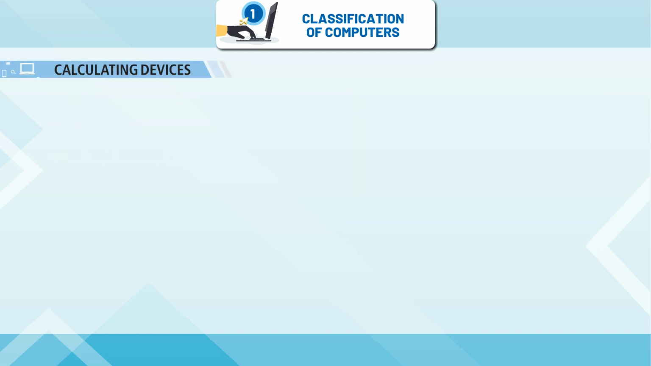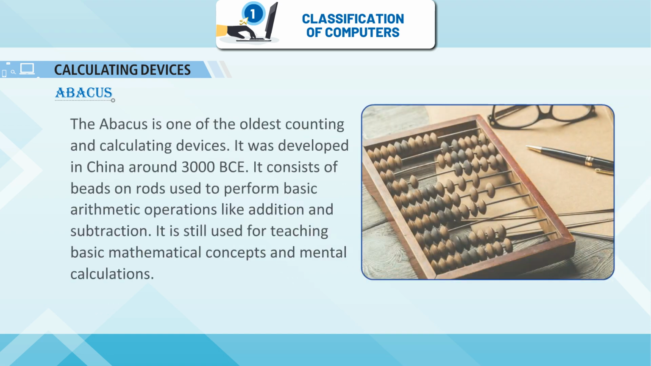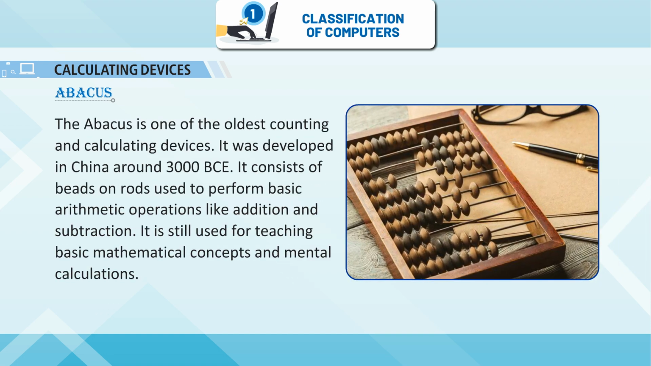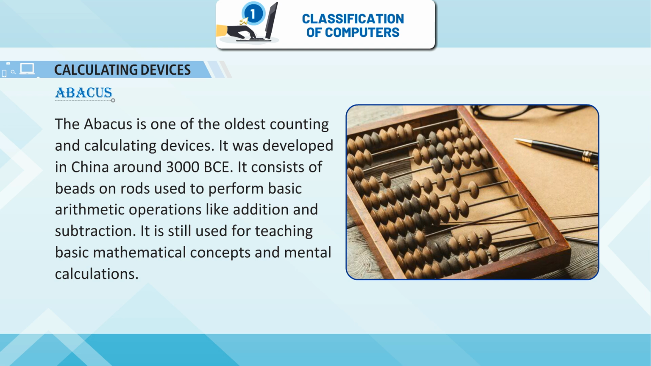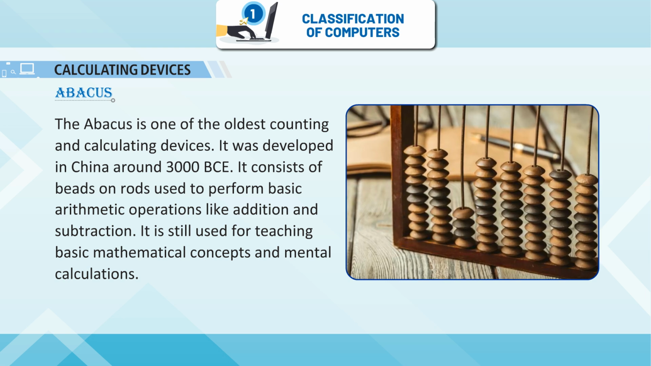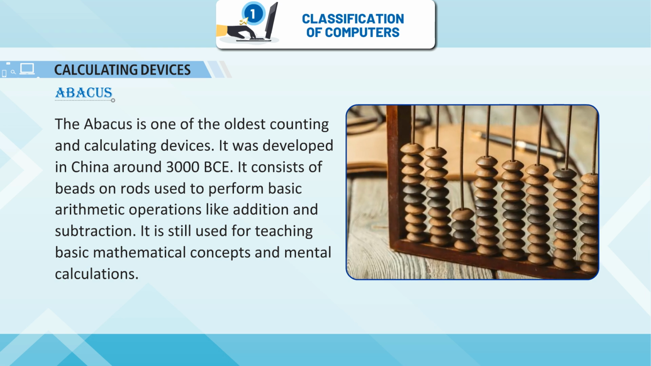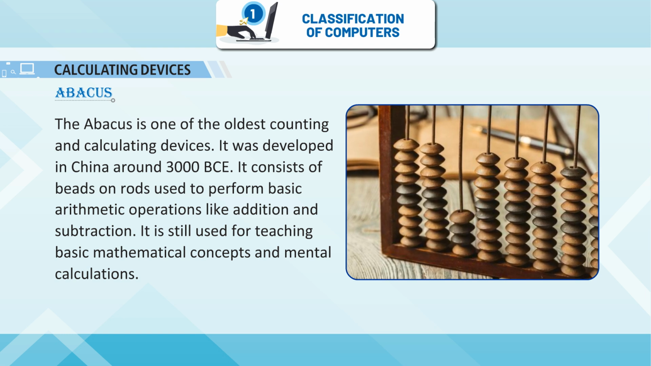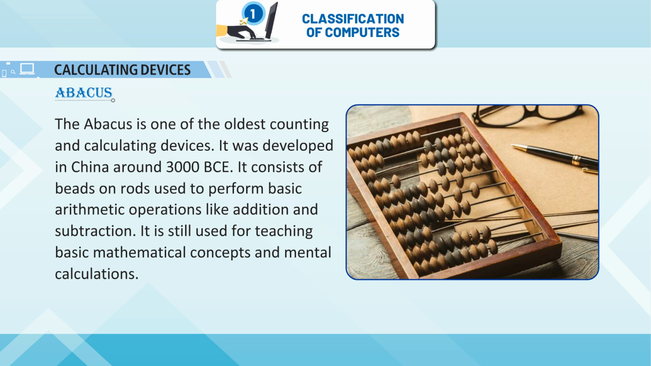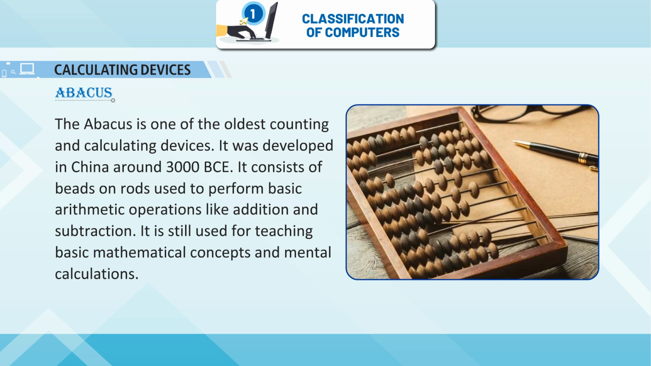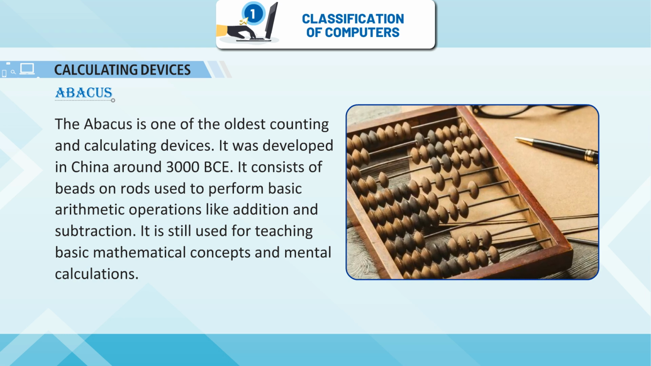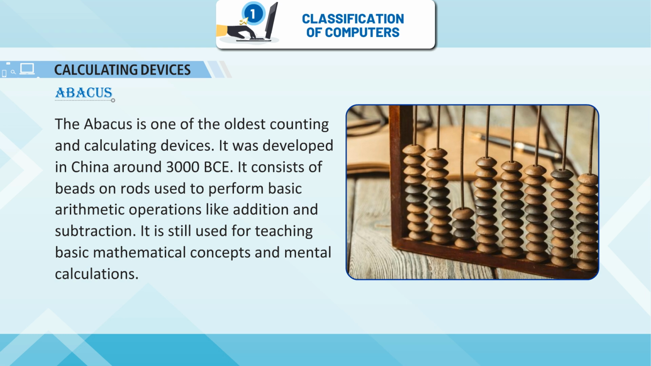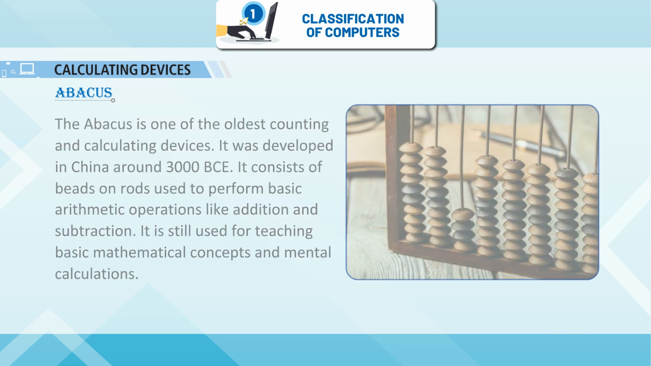Calculating devices. Abacus. The abacus is one of the oldest counting and calculating devices. It was developed in China around 3000 BCE. It consists of beads on rods used to perform basic arithmetic operations like addition and subtraction. It is still used for teaching basic mathematical concepts and mental calculations.